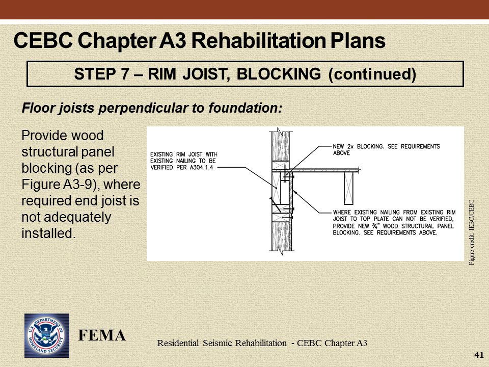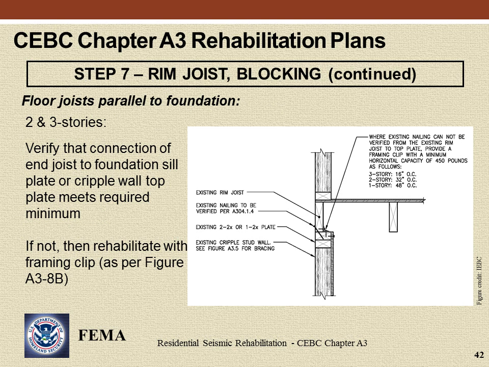Where the required end joist is not adequately installed, provide wood structural panel blocking in accordance with Figure A3-9. In addition, in 2- and 3-story buildings where floor joists are parallel to the foundation, the connection of the end joist to the foundation sill plate or cripple wall top plate must be A. Verified to be a minimum of 8-penny toenails at 6 inches, or B. Rehabilitate with framing clip in accordance with Figure A3-8B.